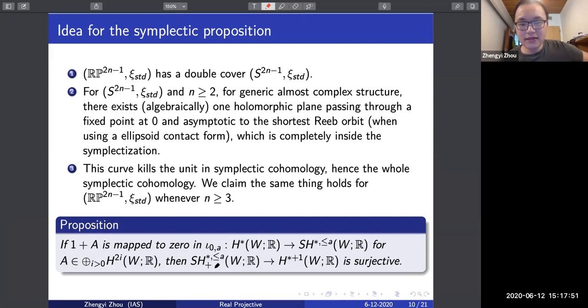I know the map from the filtered positive symplectic cohomology to the cohomology of the filling is surjective. For this proposition, the key factor is that 1 plus a is the unit in the ring structure of the cohomology of the filling. So this says a unit is mapped to 0 in this map, so that will kill the full symplectic cohomology. And in this case, the full positive symplectic cohomology will be isomorphic to the cohomology of the filling.